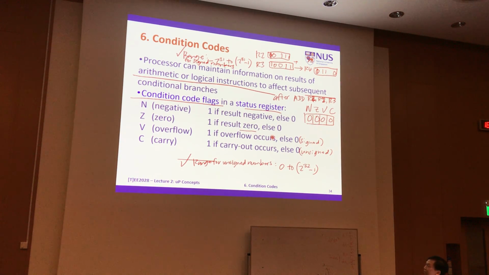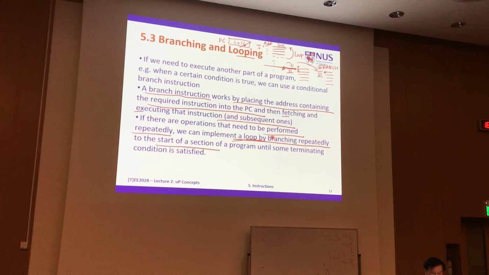How about the branching? If I branch twice, I BL twice, and then I BX, I return, will we forget the initial address of the first one? Of course. So later on when you come to subroutines, if you have BL and then BL again, then you forget how to go back to the first place. Okay, we'll come to that later.